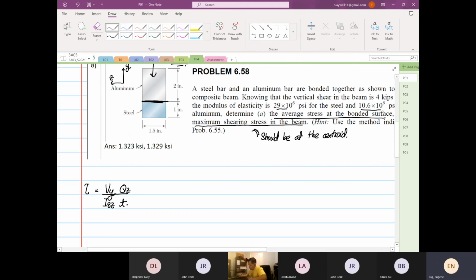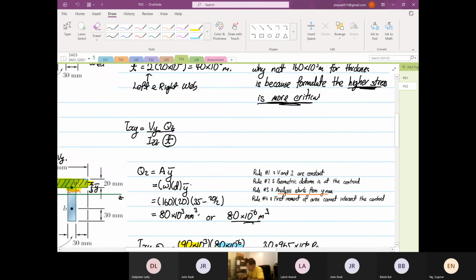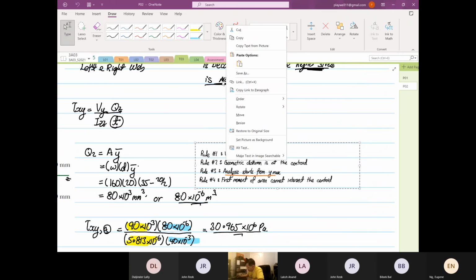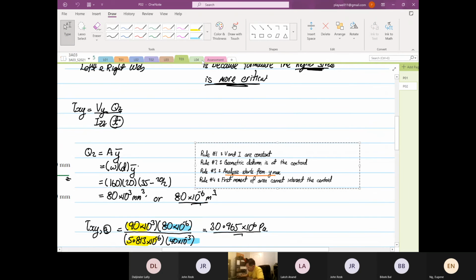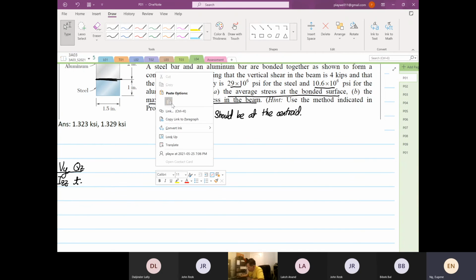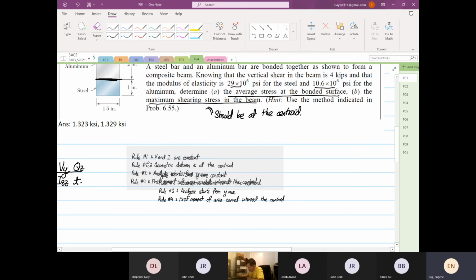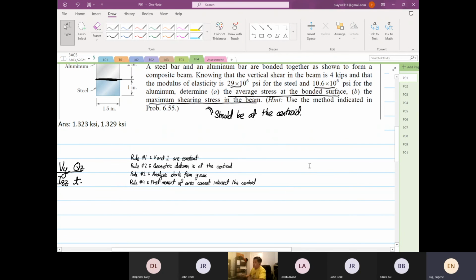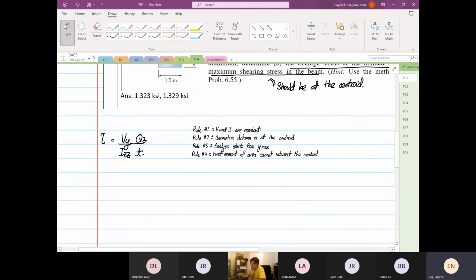Then we are going to apply the 4 rules from the tutorial. These 4 rules again: V and I are constant, the geometric datums are at the centroid, analysis starts from y max, and the first moment of area cannot intersect the centroid. Those are the 4 rules that we're going to comply with to solve this problem.